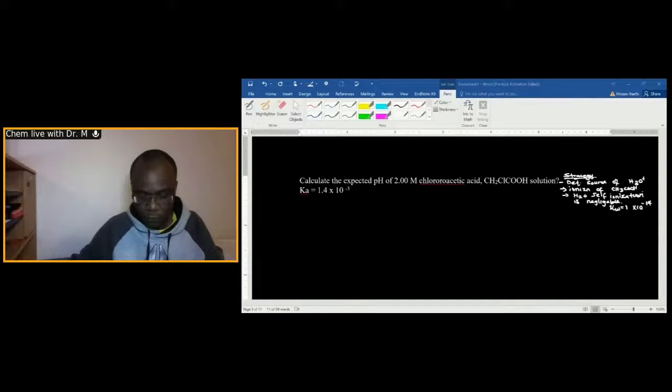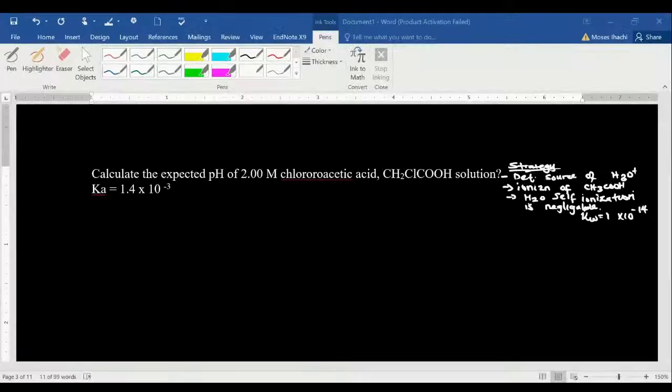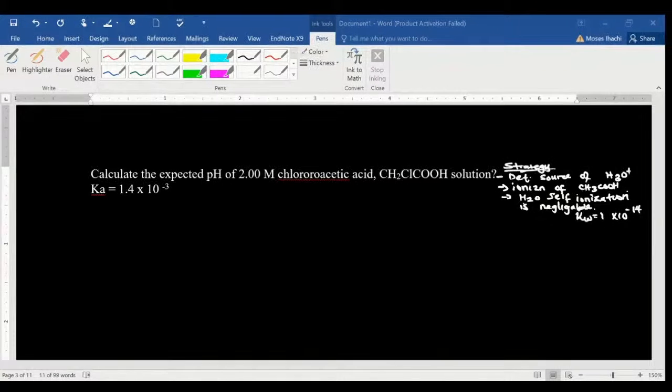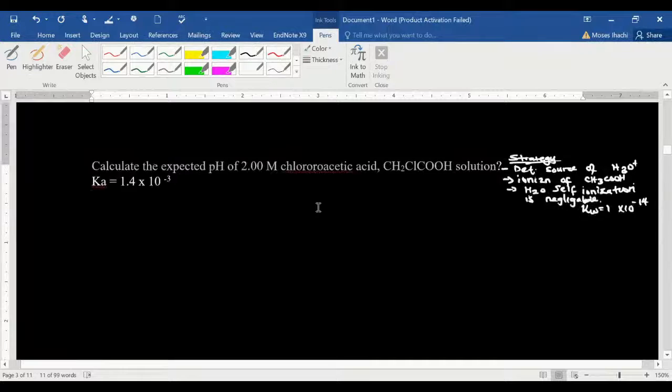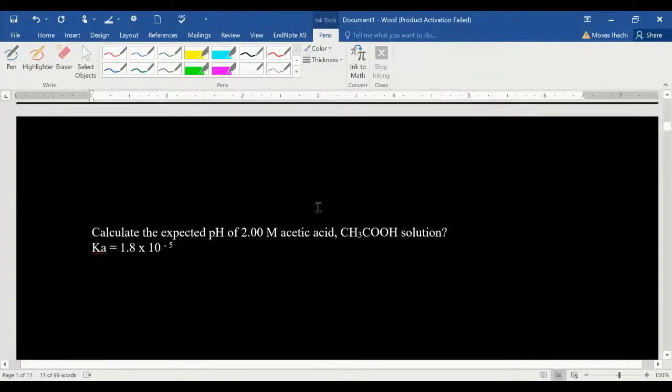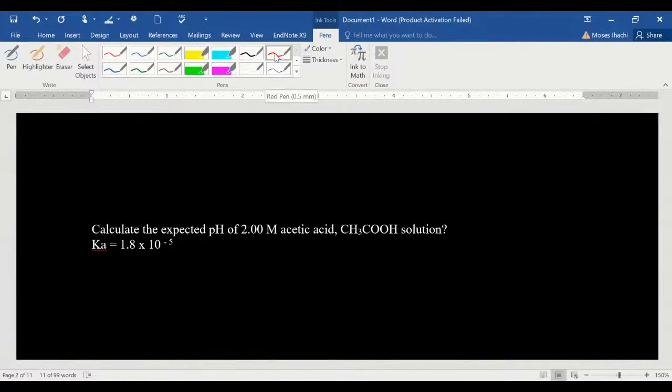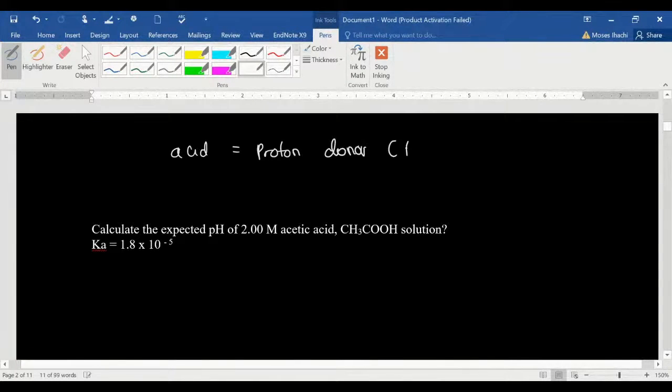You know, it would be easy to find the pH of a strong acid, but when you're given a weak acid, what do you do? Now, if you're not aware what an acid is, let me give you an overview. So an acid is just a proton donor. Of course, proton is H+.